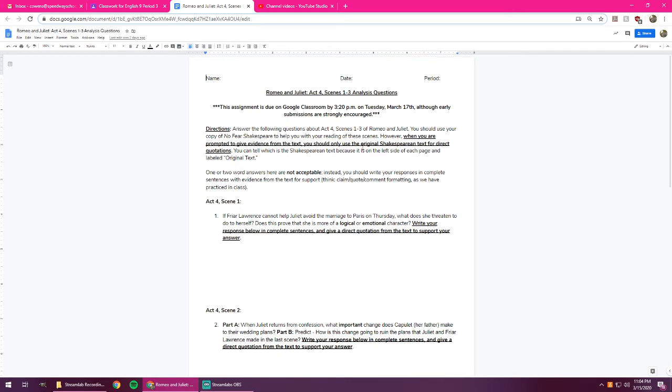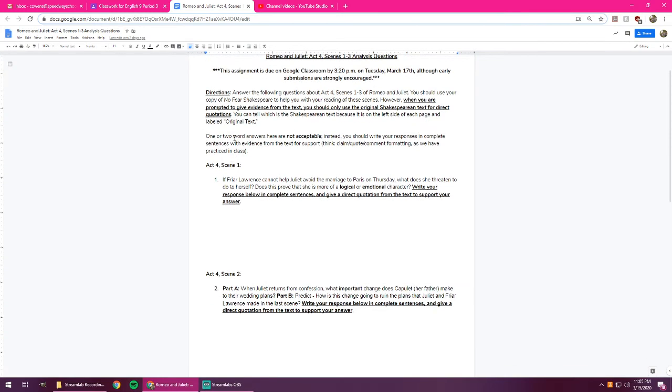And then it says, bolded and underlined, when you are prompted to give evidence from the text, you should only use the original Shakespearean text for direct quotes. Do not pull quotes from the modern text version. I want you guys to make sure that you're actually giving me the Shakespearean text version. All right, and then another note, because some of us in class like to write 1 or 2 word answers. Those are not going to be acceptable here, guys. We need to be writing responses in complete sentences with evidence from the text for support.